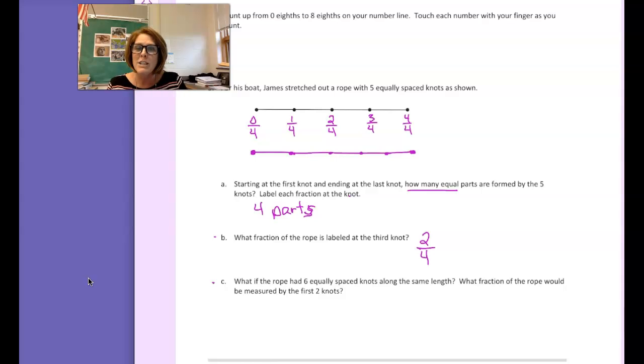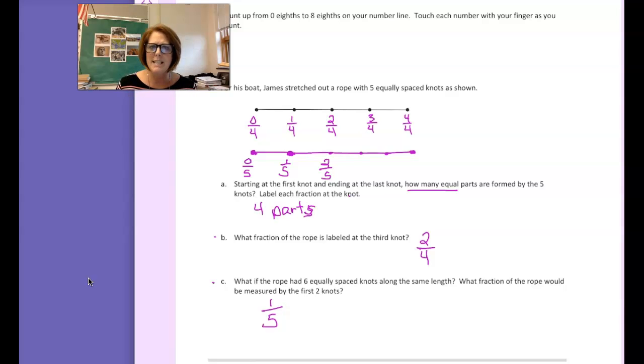So what fraction of the rope would be measured by the first 2 knots? Well, we need to figure out how many equal parts we have. We have 1, 2, 3 parts, 4 parts, 5 parts. So that means we are talking about fifths. So the first 2 knots, 1/5, 2/5. I don't need to go any further. Here's a knot, here's a knot. They want the second knot, so it's 1/5.